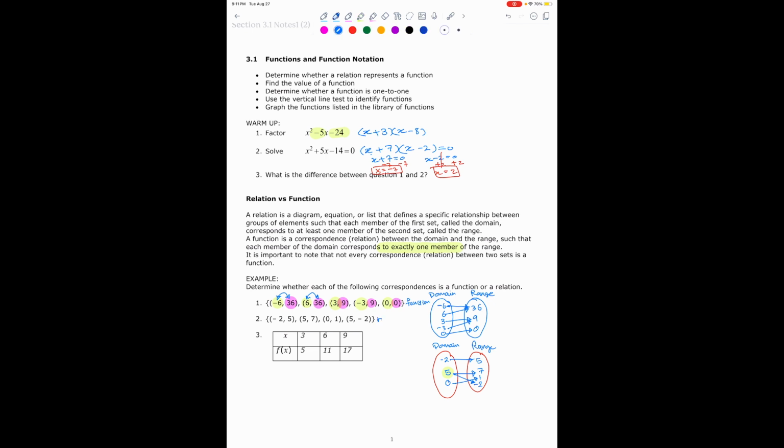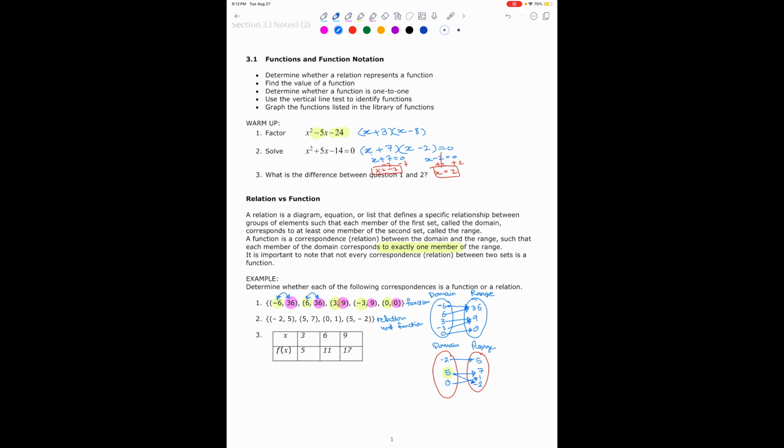So this is a relation and it's not a function. You can think of it as 5 is one person and the taxi is taking that person to 2 places at the same time. It doesn't work. A person cannot exist in 2 places at the same time.